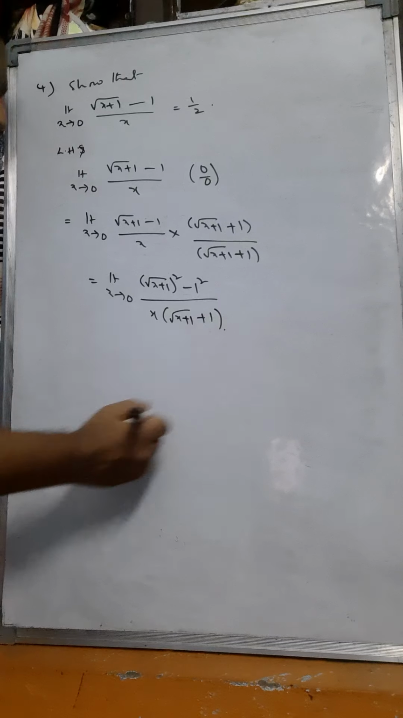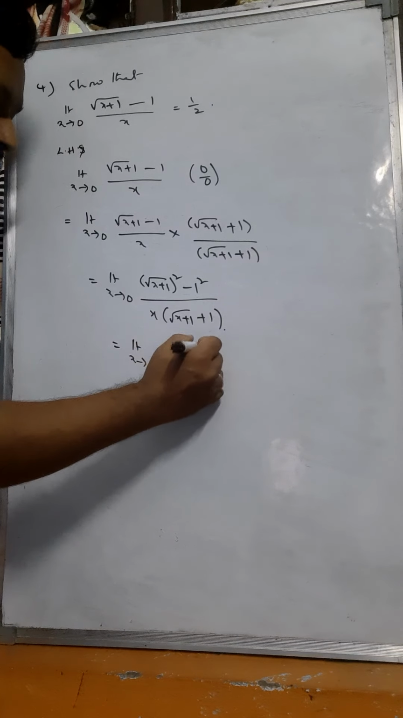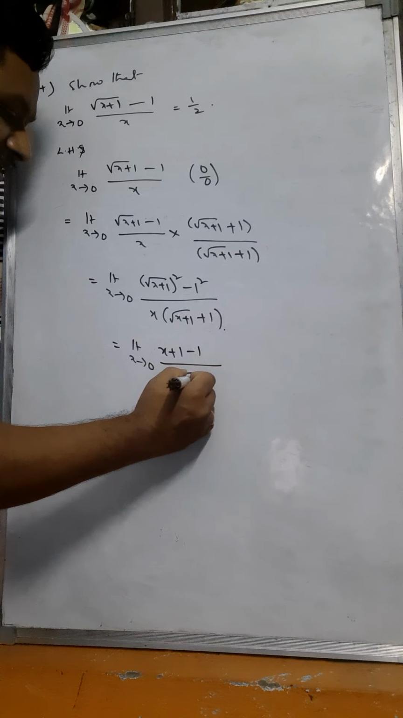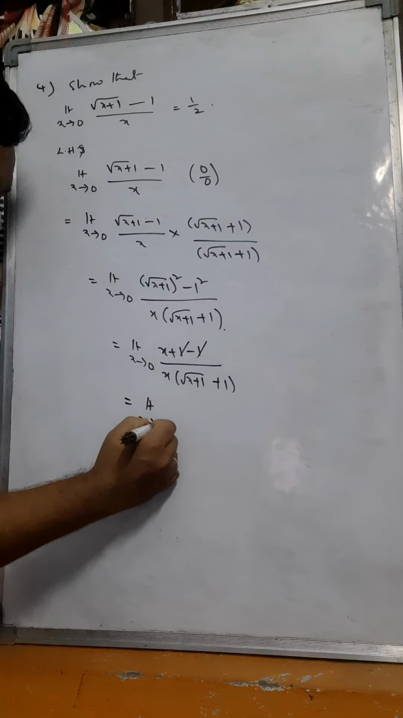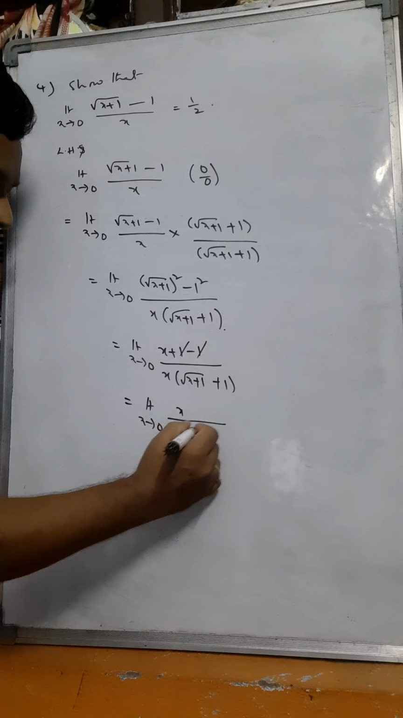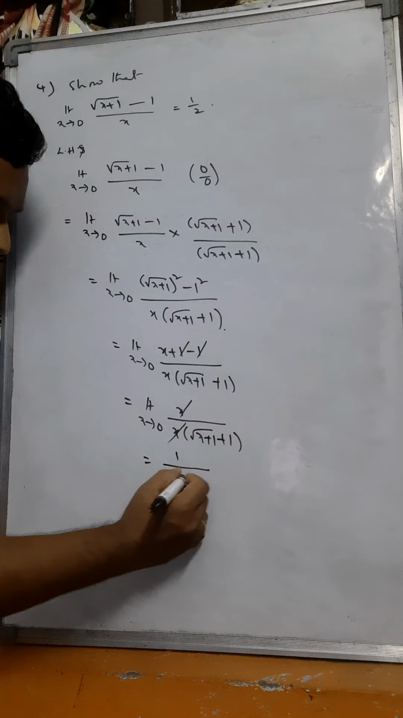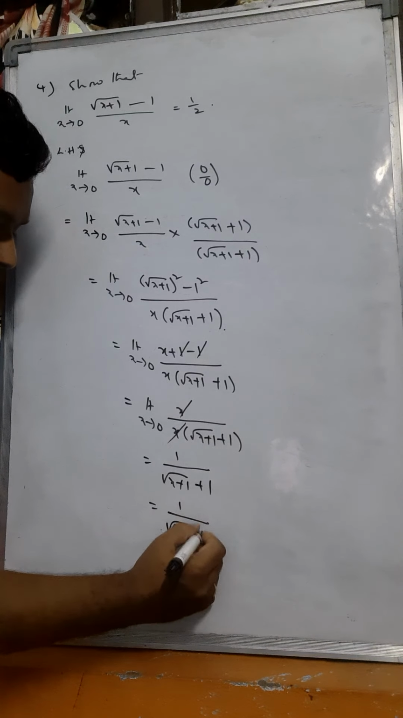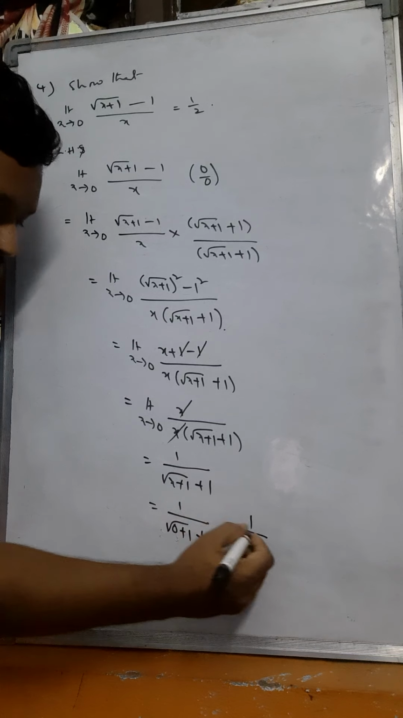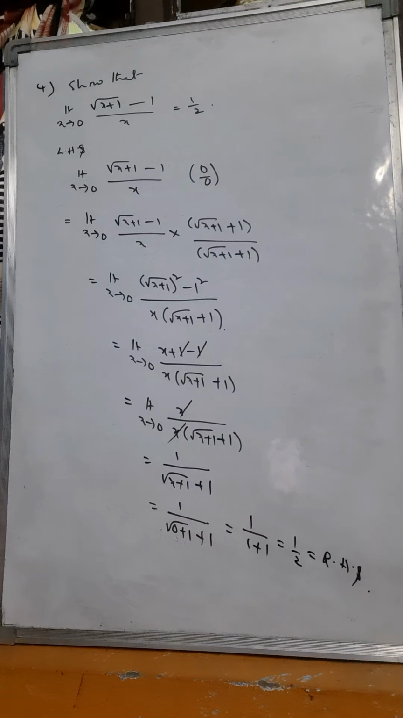So that is equal to limit x tends to 0, square root will get cancelled, x plus 1 minus 1 by x into root x plus 1 plus 1. 1 will get cancelled, that is equal to limit x tends to 0 x by x into under root of x plus 1 plus 1. Here x x will get cancelled, that is 1 by under root of x plus 1 plus 1. So that is 1 by root 0 plus 1 plus 1, which is 1 by root 1 means 1, 1 plus 1, that is equal to 1 by 2. It is nothing but RHS. So LHS is equal to RHS, hence proved.